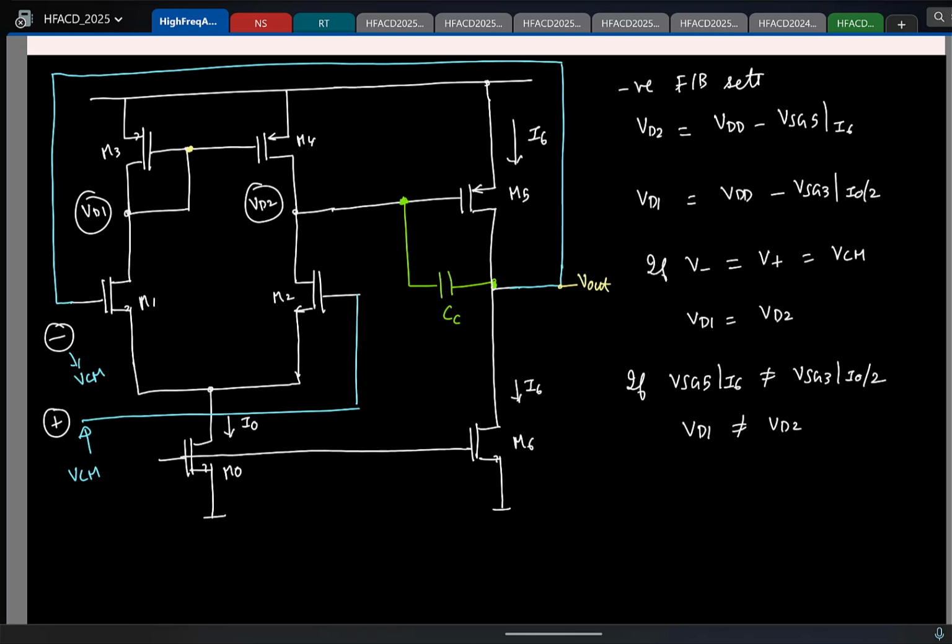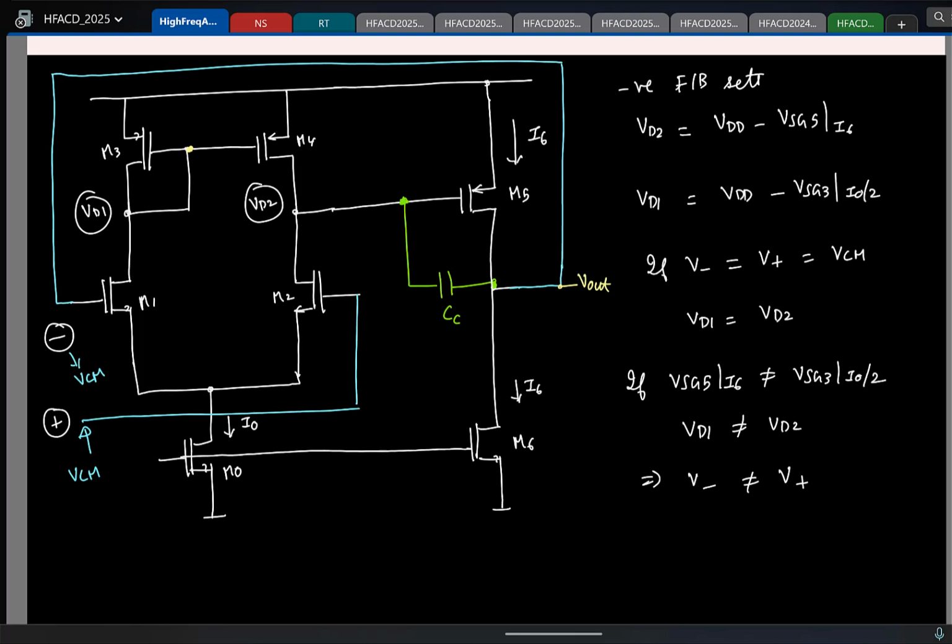But if the inverting and non-inverting terminals have to be equal, then VD1 must be equal to VD2. Or I will say if VD1 is equal to VD2, the inverting and non-inverting terminals will be equal. Now in my design I have chosen it this way. So VD1 is not equal to VD2. So what can you say about the inverting and non-inverting terminals? They cannot be equal. Is that logic clear? So which means the inverting terminal cannot be equal to the non-inverting terminal.